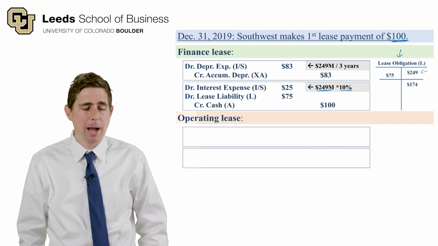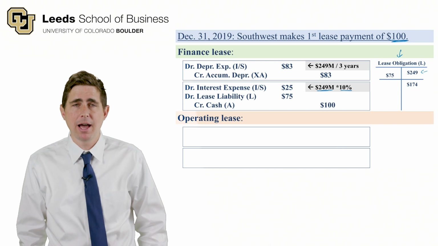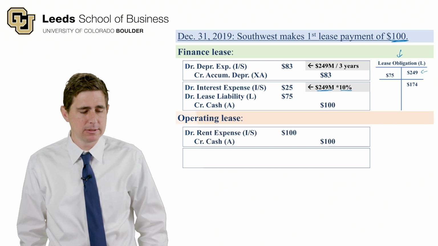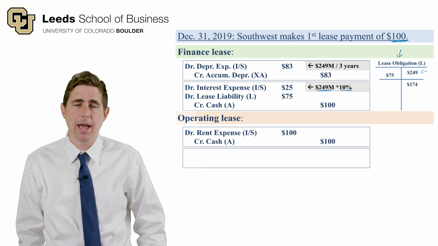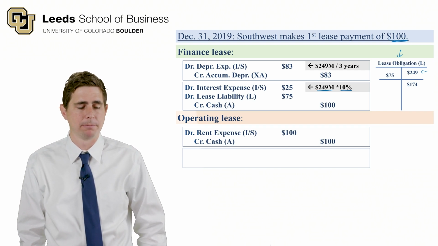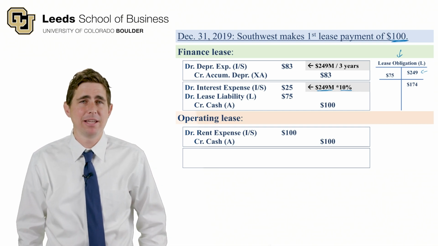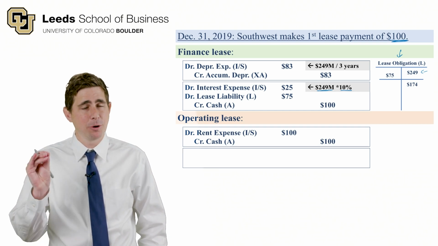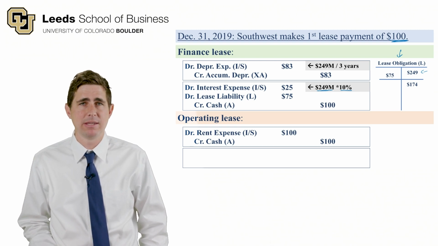Now let's talk about the operating lease, okay? First, we're going to recognize rent expense, okay? So this is just the straight line cash payment as part of the lease. We'll debit rent expense for that $100 and we'll credit cash for that $100. It's a bit simpler. The next part is, well, we've got this asset and liability on our balance sheet and they need to go to 0 by the end of the lease term, okay? They need to be gone off the balance sheet by the end of the lease term.